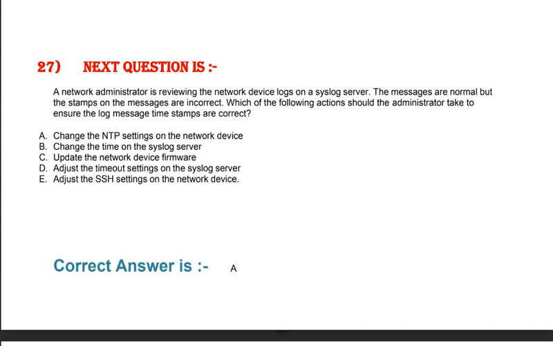Option A, change the NTP settings on the network device. Option B, change the time on the syslog server. Option C, update the network device's firmware. Option D, adjust the timeout settings on the syslog server. Option E, adjust the SSH settings on the network device. Correct answer is option A.